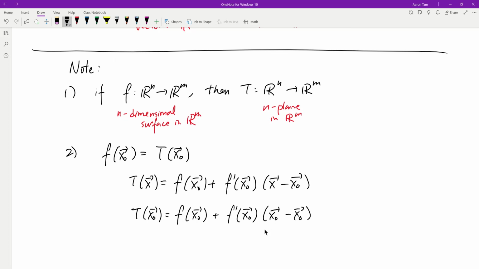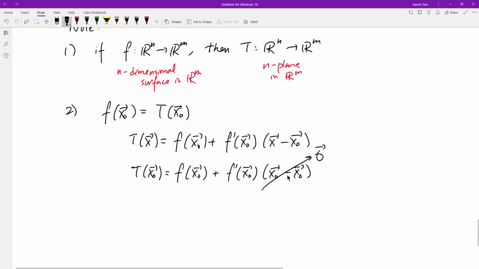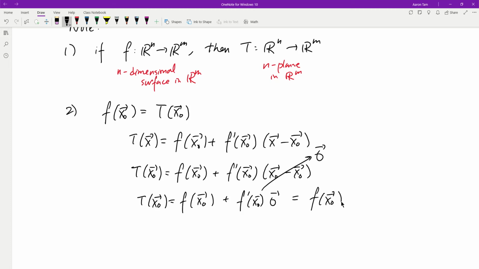So guess what this comes out to be? That comes out to be the 0 vector. And guess what happens when you multiply the 0 vector by a matrix? You get the 0 vector. And so that just comes out to be the 0 vector. And what do we know when you add the 0 vector to a vector? You get back whatever you started with. There you go.